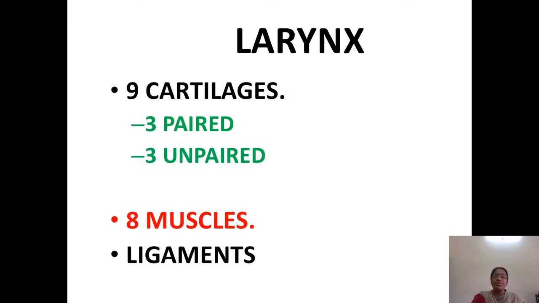Now coming to the other constituents of the larynx, what the larynx is made up of. The larynx is made up of some cartilages, some muscles, some ligaments. All these contribute to the formation of this voice box. About 9 cartilages are present, of which 3 are paired cartilages and 3 are unpaired cartilages. Next, there are also some muscles, some extrinsic and some intrinsic. There is only one extrinsic muscle, and all others are intrinsic muscles. About 8 muscles contribute altogether, extrinsic and intrinsic.